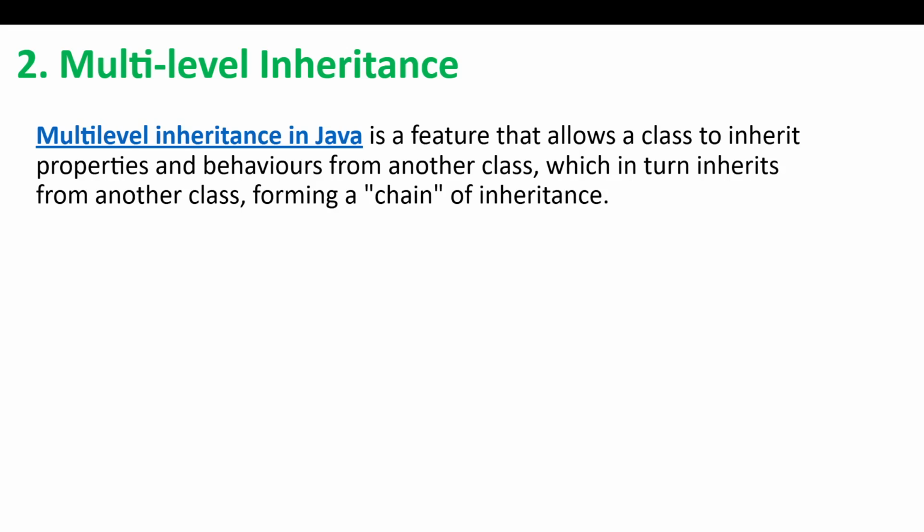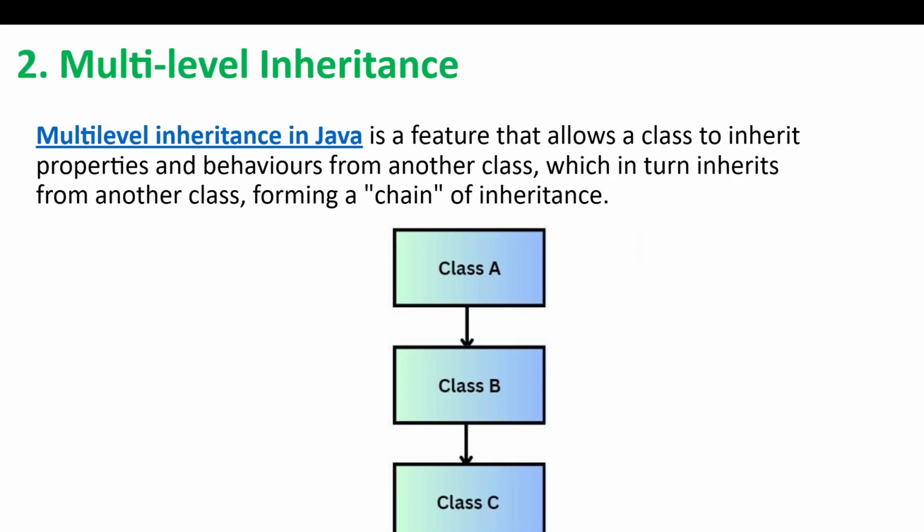Another one is multi-level inheritance. In this type, it allows a class to inherit properties and behaviors from another class, which in turn inherits from another class. It is forming a chain of inheritance. So look at this picture. Here, two levels are there. C is a subclass which is derived from class B. In turn, class B is a subclass of class A. So here, two levels.